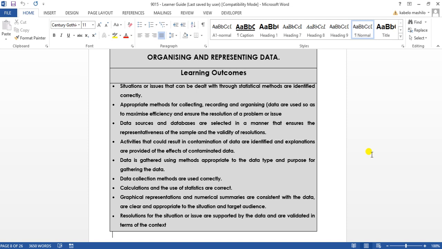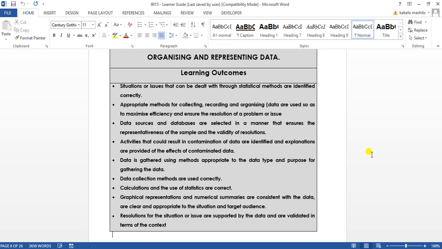Data sources and databases are selected in a manner that ensures the representativeness of the sample and the validity of resolutions. Activities that could result in contamination of data are identified and explanations are provided of the effects of contaminated data. Data is gathered using methods appropriate to the data type and the purpose for gathering the data. Data collection methods are used correctly.